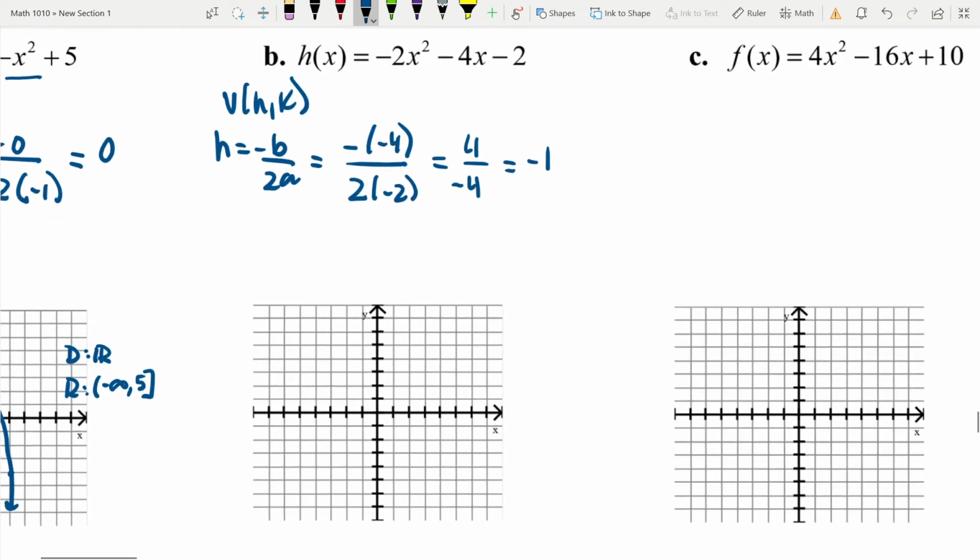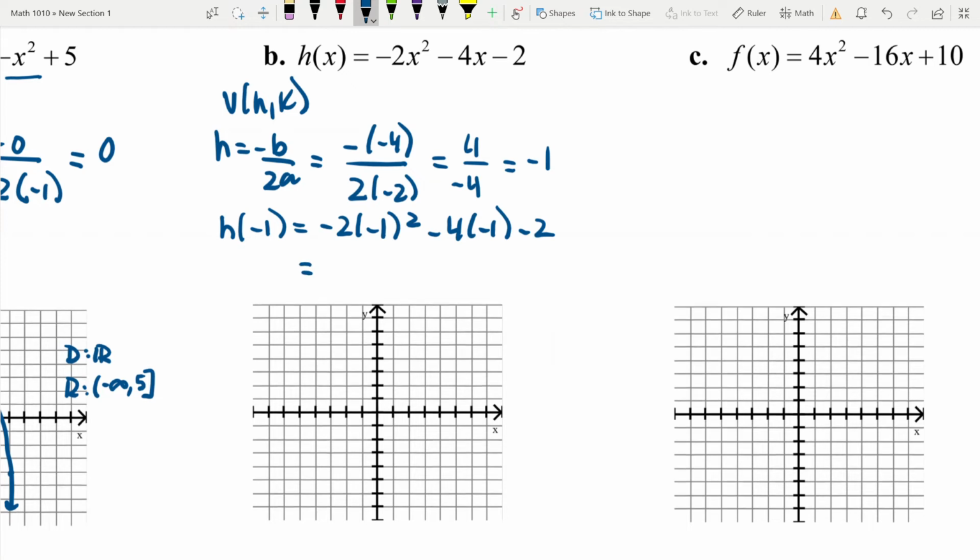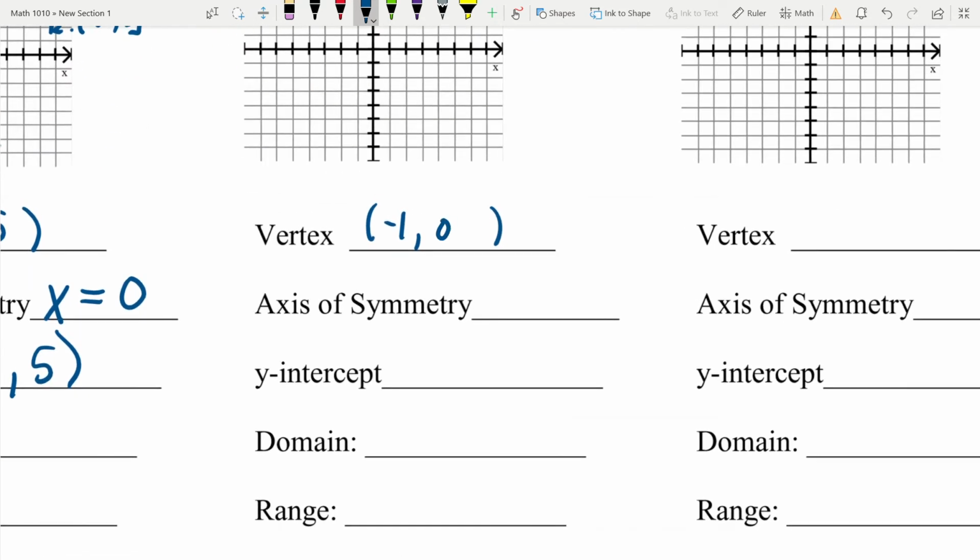Every person in this room, tell me how to find the y-coordinate. Plug it in. Good. Everybody go h of negative 1. Make sure you write that down; that's the correct notation. h of negative 1 is negative 2 times negative 1 squared minus 4 times negative 1 minus 2. Let's stick this in our calculator: negative 2 times (negative 1) squared, minus 4 times (negative 1), minus 2, enter, and I get a 0. So my vertex is negative 1, 0.